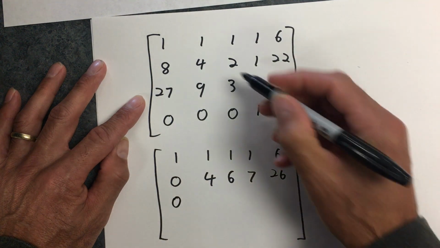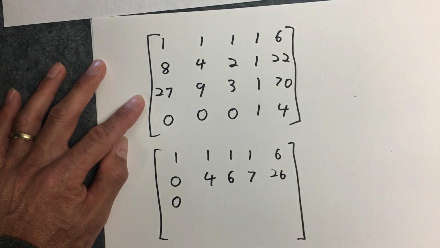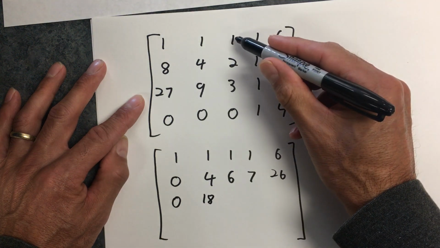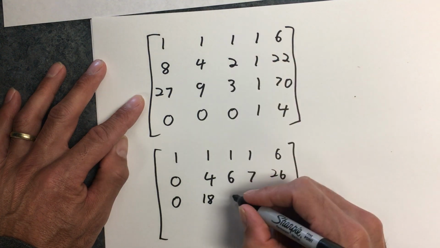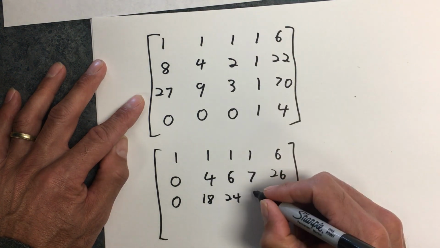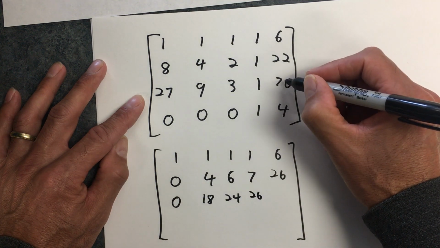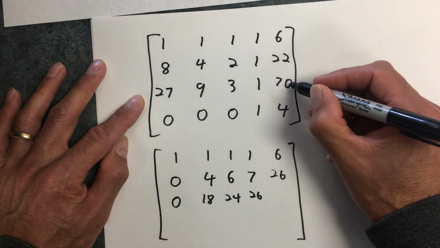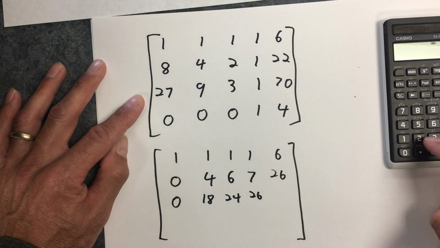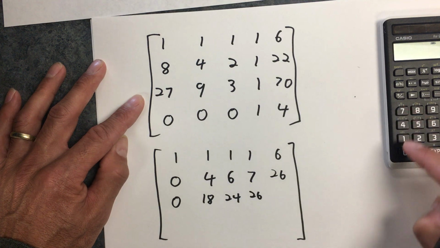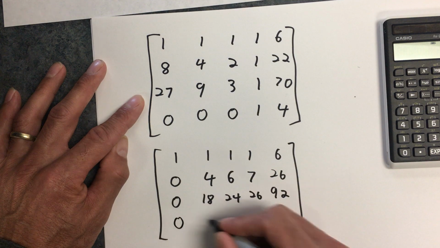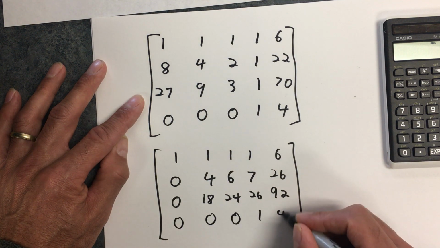So I get a 0 here. And then 27 minus 9 is 18. 27 minus 3, 24. 27 minus 1 is 26. And 27 times 6 gives me 162. Minus 70 gives me 92. And this last row I'm leaving.